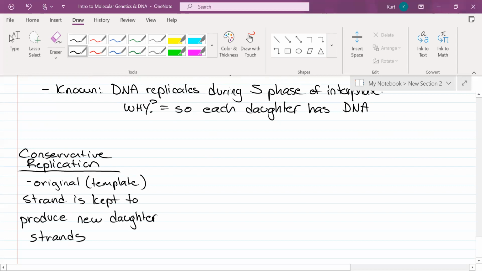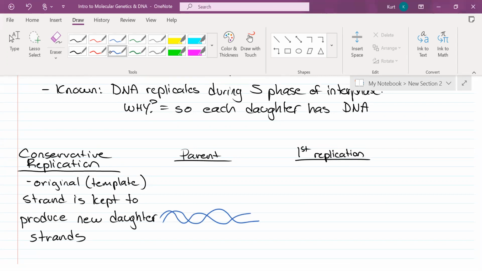So as I go over conservative replication, some of you might know that this is or is not the way DNA replicates, but that's not the point. We just want to see how they actually formulate it. So we're going to start off with our parent strand. And the parent strand just looks like a regular segment of DNA. But then we're going to have our first replication. And the navy blue is going to represent the parent strand, everybody. The sky blue is going to represent the complement strands or the daughter strands.